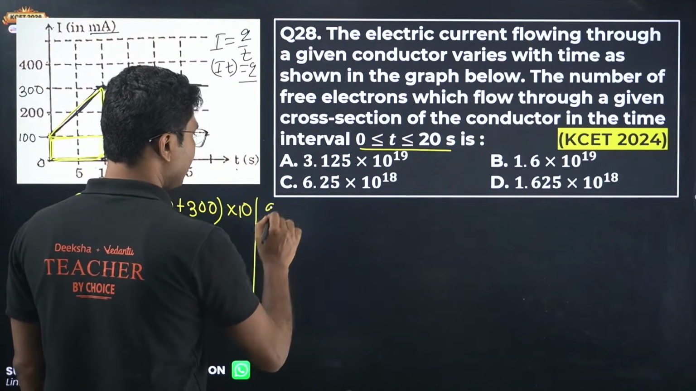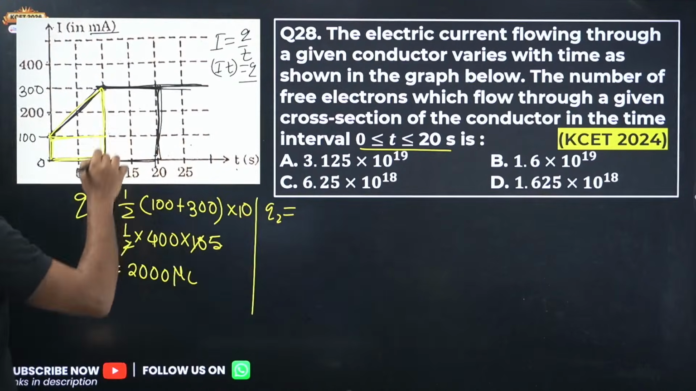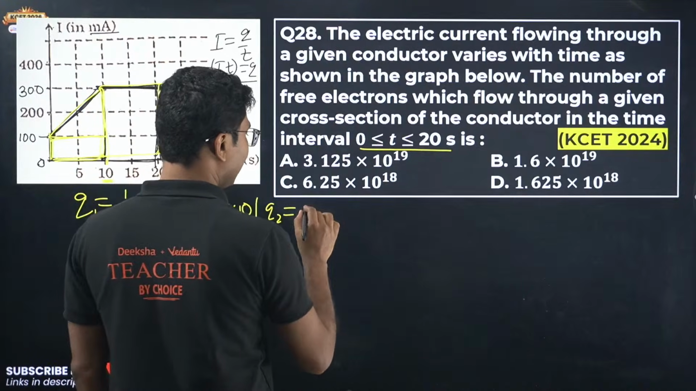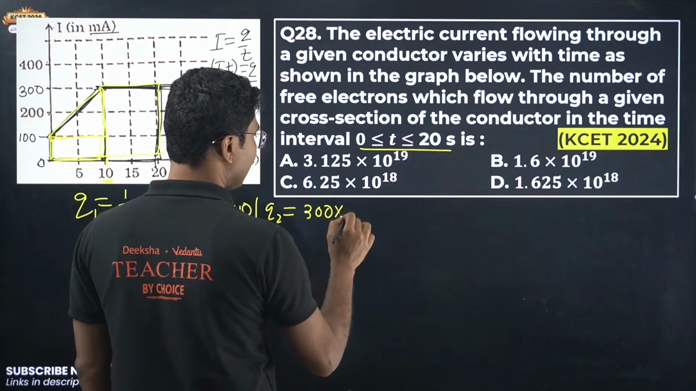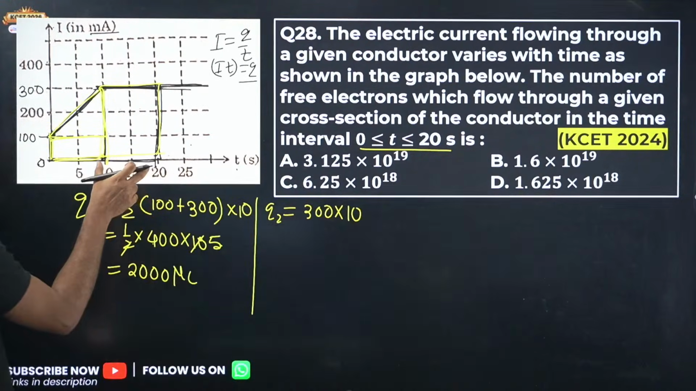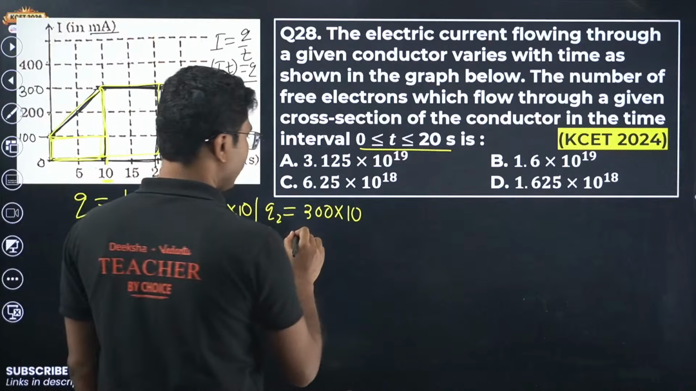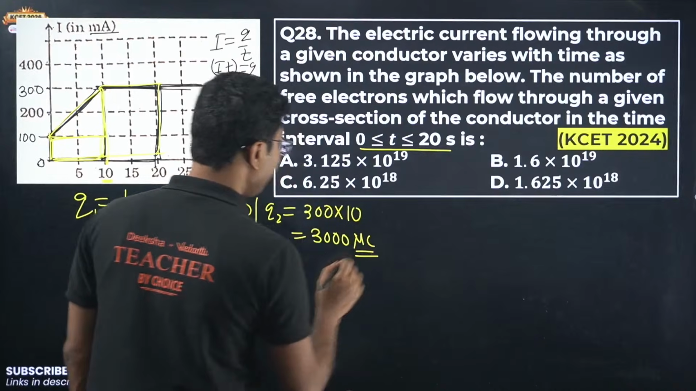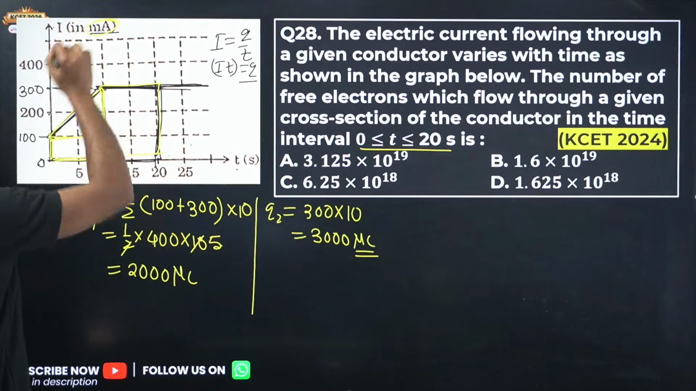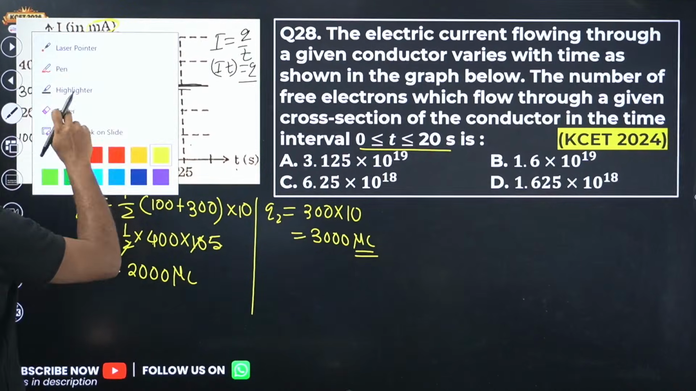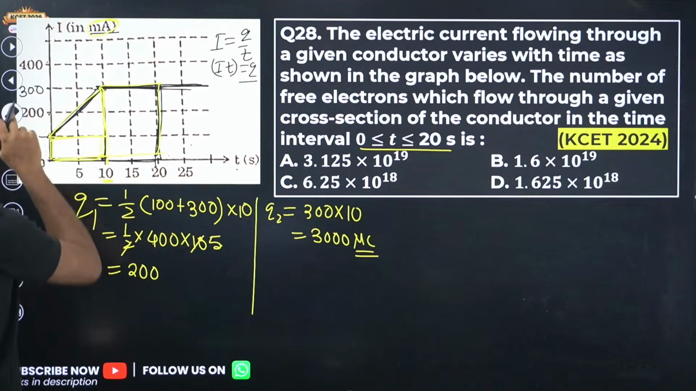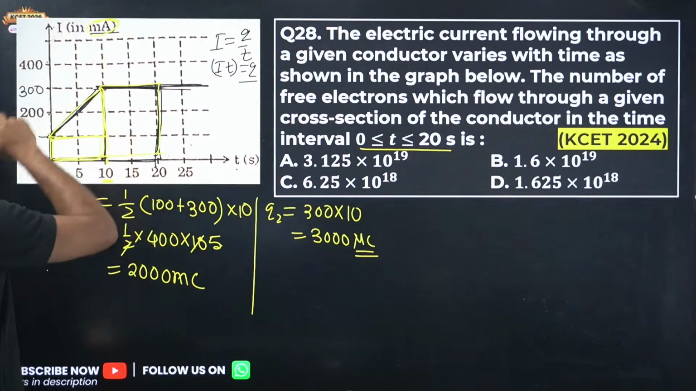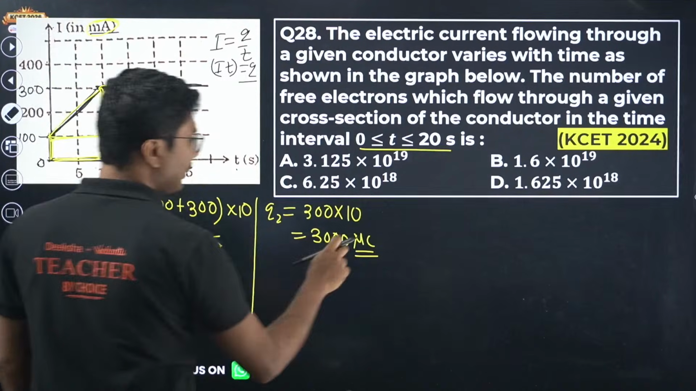What about the charge Q2? Q2 is very simple. This is the area of this rectangle. Area of this rectangle is length into breadth. Length is 300 and breadth is again 10, 20 minus 10. So it will be 3000 microcoulomb. Why microcoulomb? Sorry, not microcoulomb, millicoulomb, because the current is given in milliampere, so it must be millicoulomb.